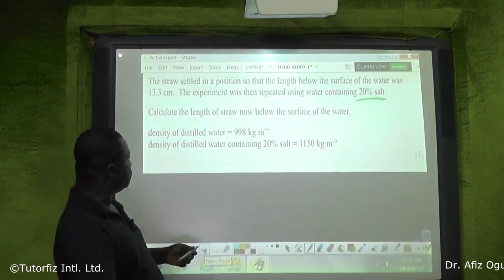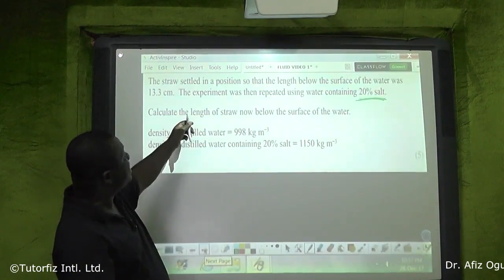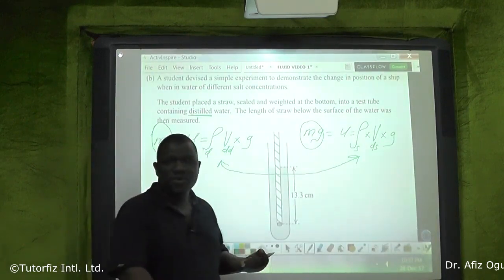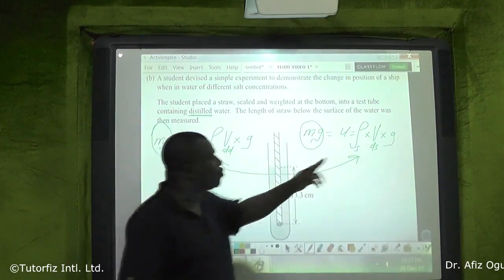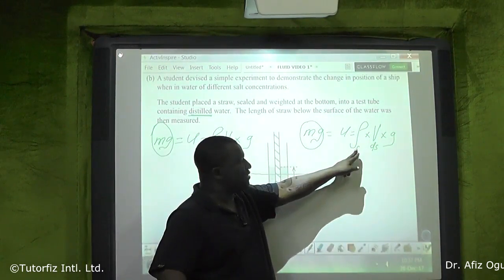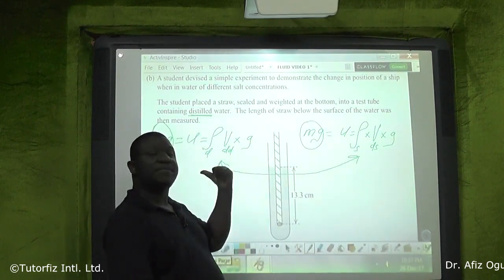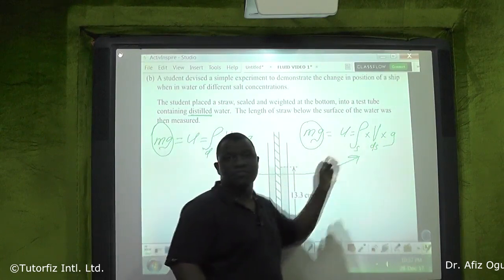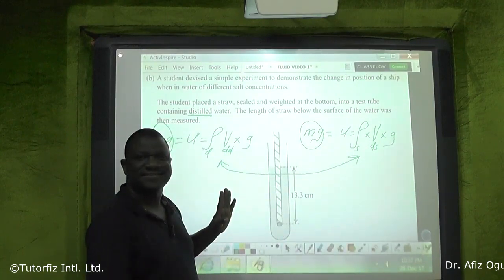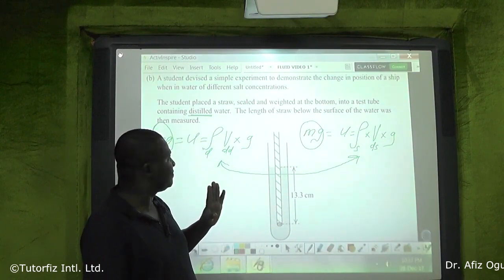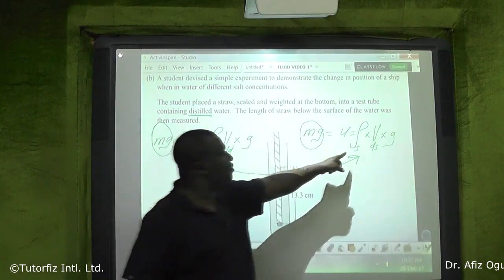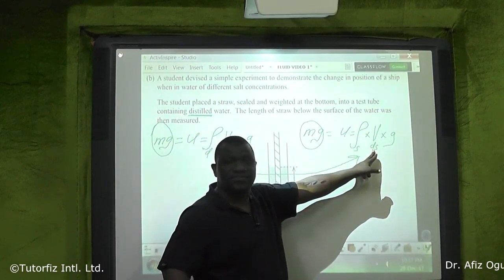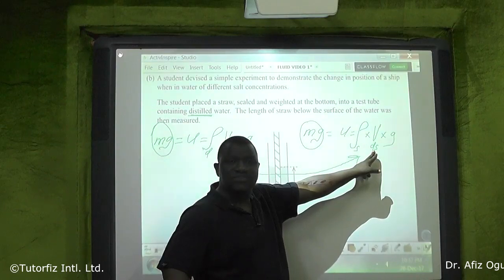So the question they're asking you is, calculate the length of straw now below the surface of the water. You see, it's a trick. You already know that since this salt water has more density and g is the same, just like the previous question, the volume here will be different from the volume here. It is the volume we are interested in now. Since the salt water has higher density, the volume will be less than the volume here.